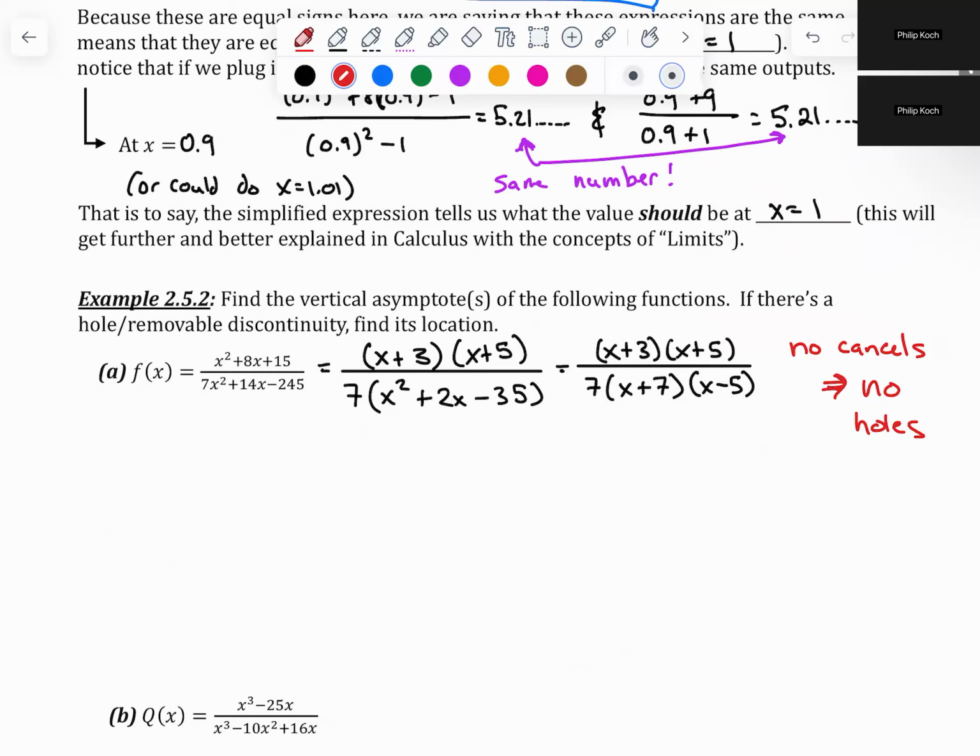I don't want to do any more rational functions. That's too bad, everybody. We got to do them.